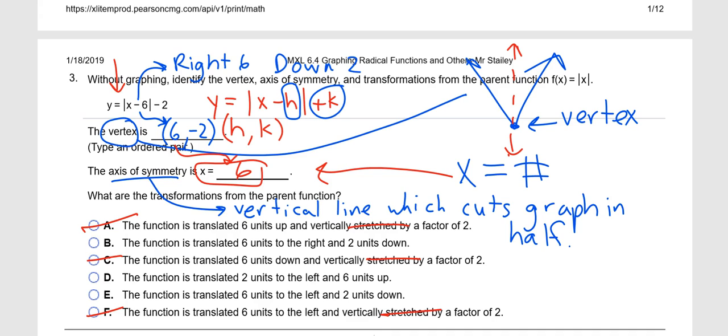We do want to say that the function is translated 6 units to the right, okay, 6 right and 2 down, and that would be choice B. 6 right and 2 down.